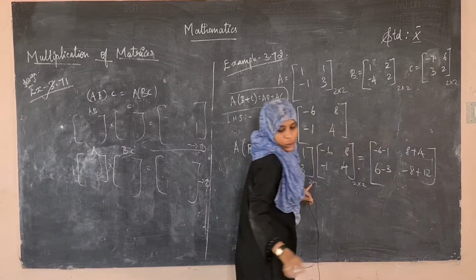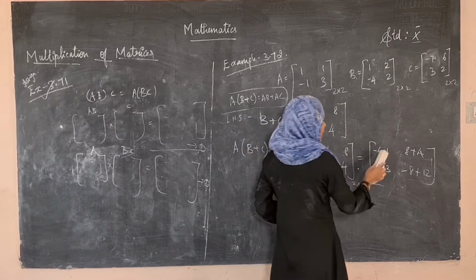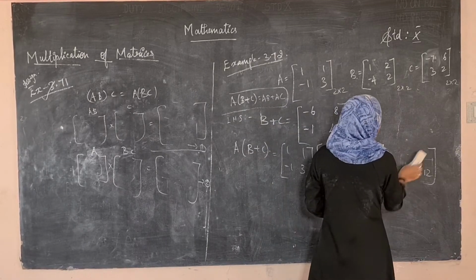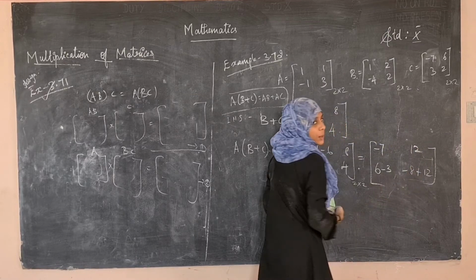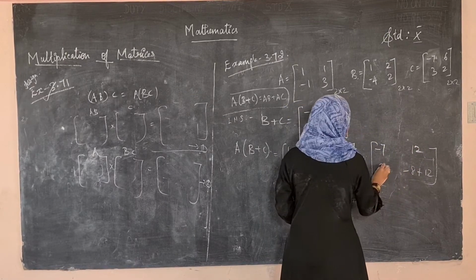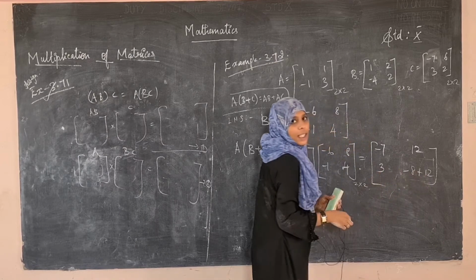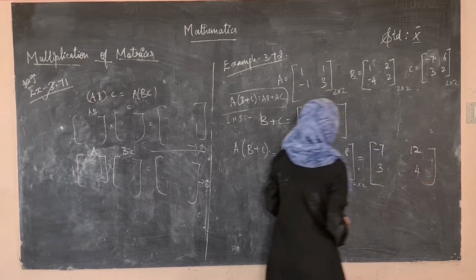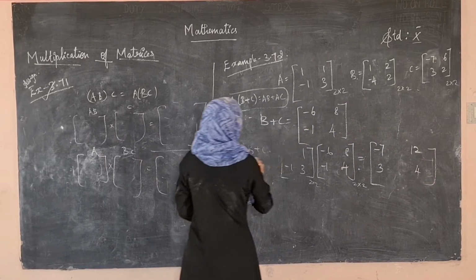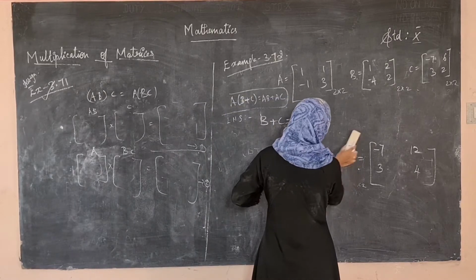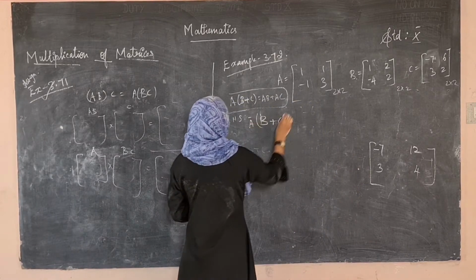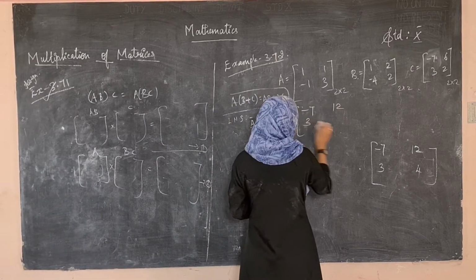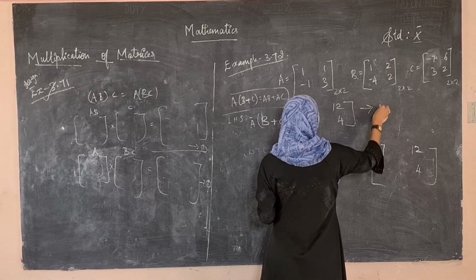12. Now we are going to solve this. Minus 1 minus 6 is minus 7. 8 plus 4 is 12. 6 minus 3 is 3. 12 minus 8 is 4. So we get A into B plus C is equal to minus 7, 12, 3 and 4. Let this be 1.